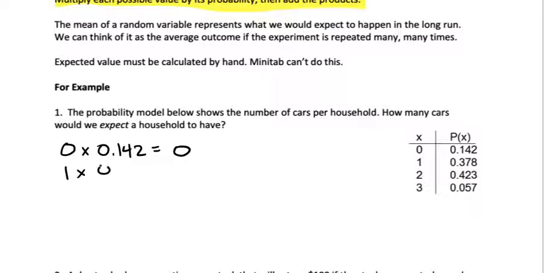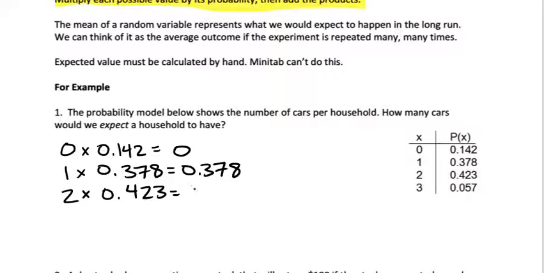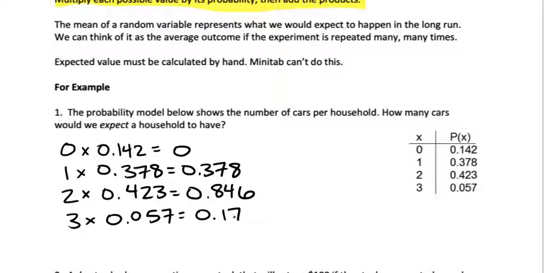1 times 0.378 is 0.378. 2 times 0.423, so I'm just multiplying across the table each x value by its probability, and that's 0.846, and 3 times 0.057, and that would equal 0.171. Then I add all those values together.